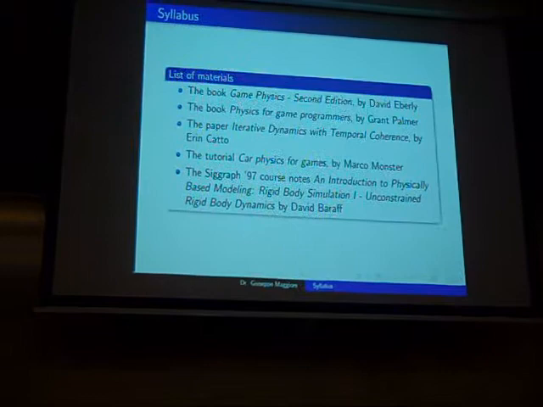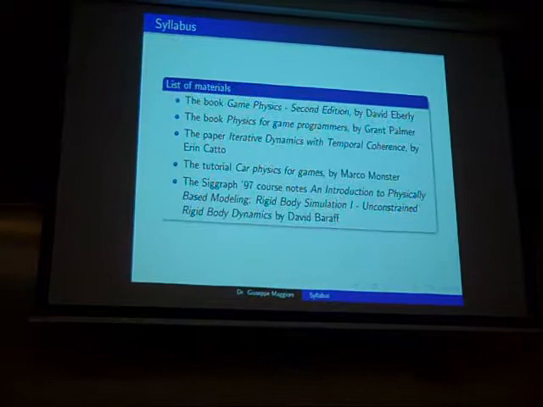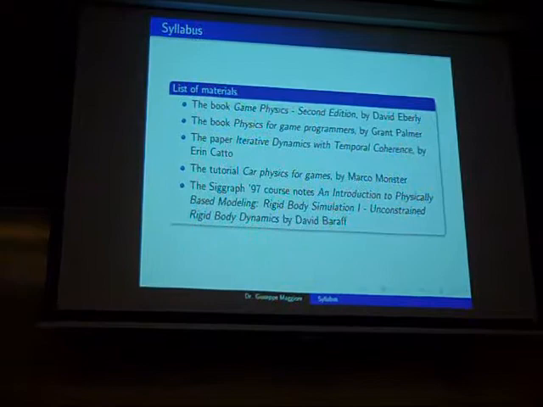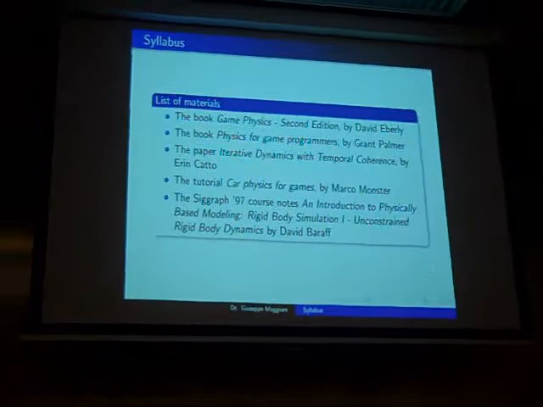The materials, this is all the stuff that I've been studying for this course. The absolute core is the book Game Physics, second edition by David Eberly. Now this is a 1,000-page tome. Every page contains upward of 10 to 15 line long equations, but it's worth it. It's just pure physics. This is the Bible.